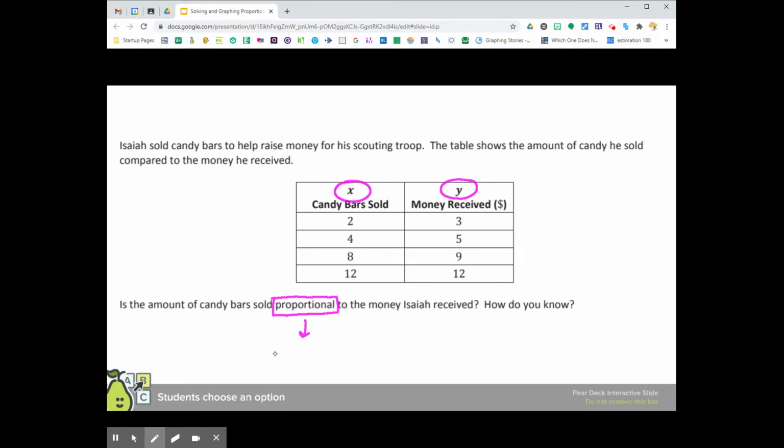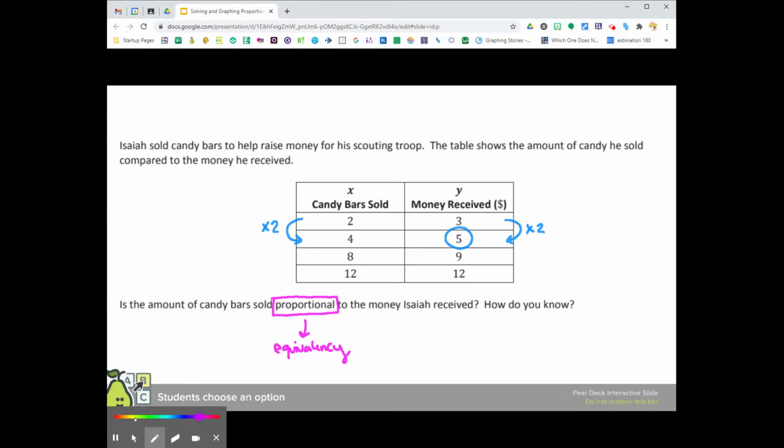Well, remember, proportional is the same thing as talking about equivalent or equivalency and equal ratios. And there's a few ways that we can look at this. Remember, if you multiply or divide one part of your ratio, you have to multiply or divide the other part by the same amount. So if I want to move from 2 candy bars to 4 candy bars, I would have to multiply by 2, or double the amount of candy bars. But if I double the amount of candy bars, my money should also double as well. So you would multiply 3 times 2. When I multiply 3 times 2, I should get 6. And here I get 5. So no, the candy bars and the money received are not proportional to each other.